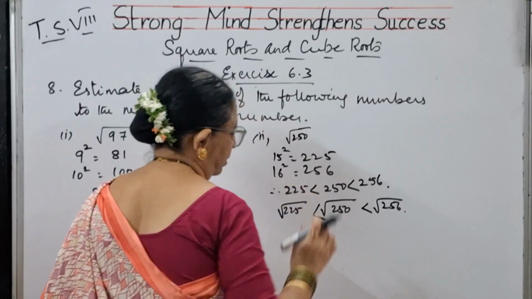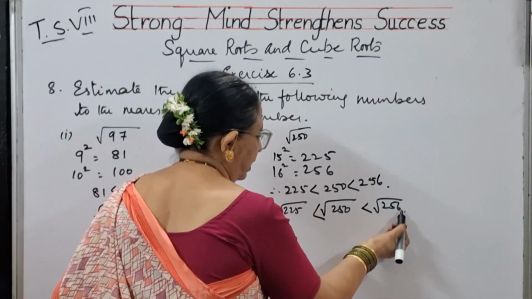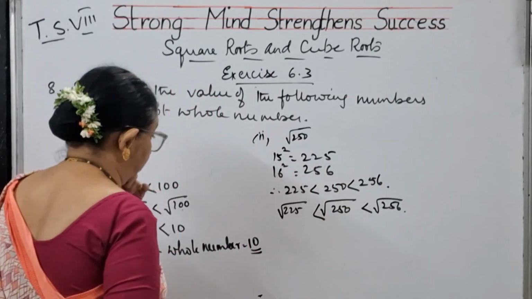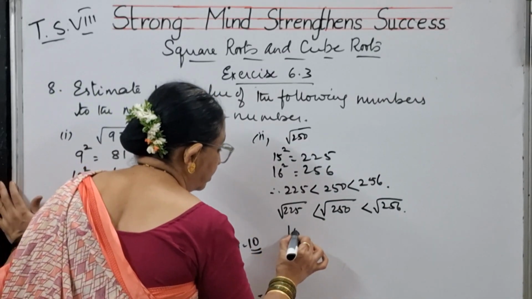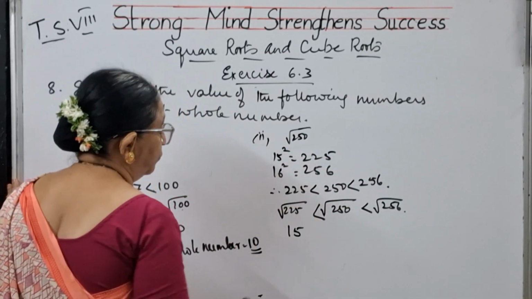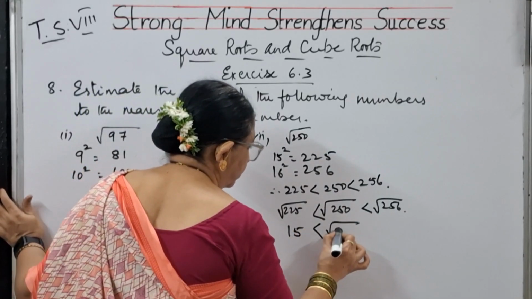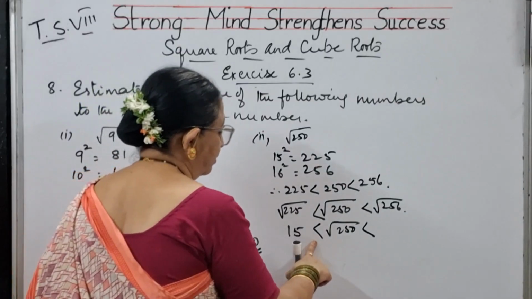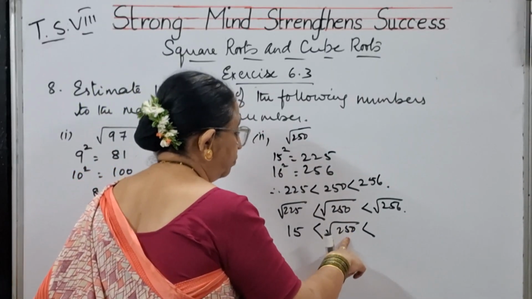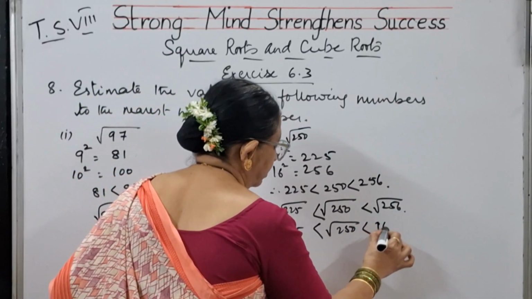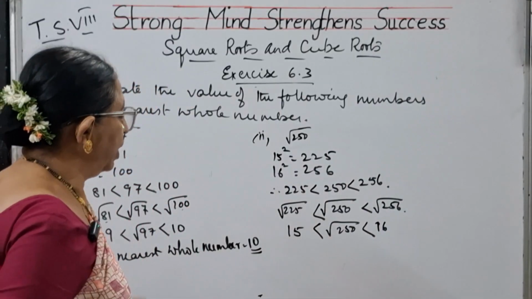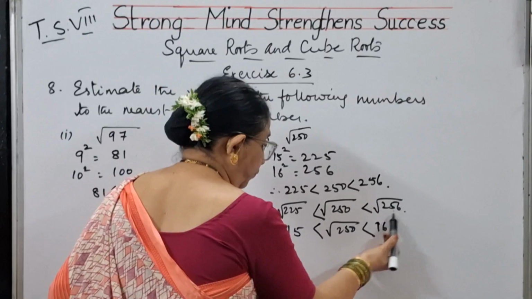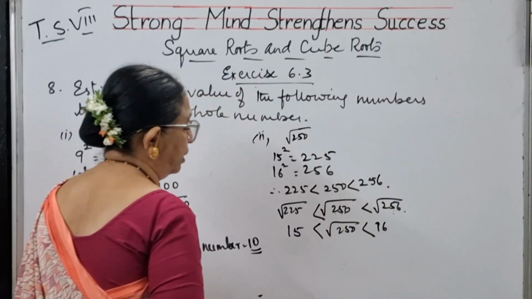Which number is nearer? 250 and add 6, you will be getting 256. But 225 means you have to add 25. Root 225 means 15, which is less than root 250. So 15 is less than root 250, and root 250 is less than 16. So we have understood with this that 256 is nearer to 250.